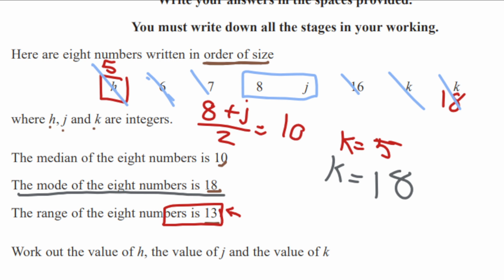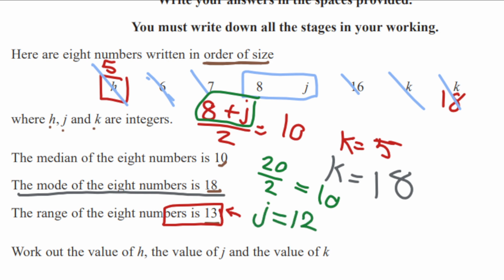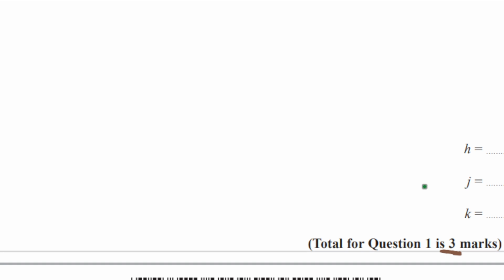So 8 plus what, divided by 2, equals 10? 20 divided by 2 equals 10, right? That means this is 20. So 8 plus what is 20? 8 plus 12. That means J equals 12. And that's your 3 marks. This is how you solve these questions.